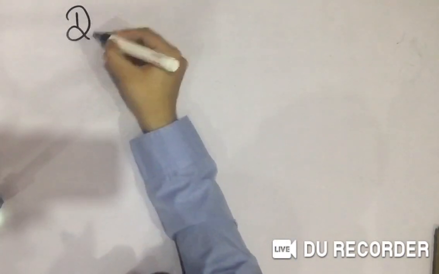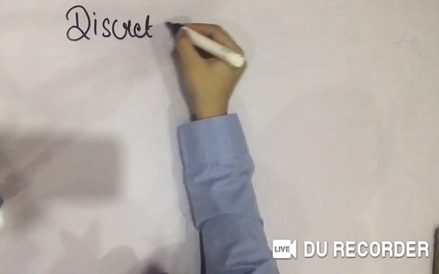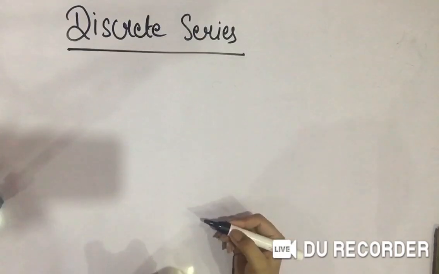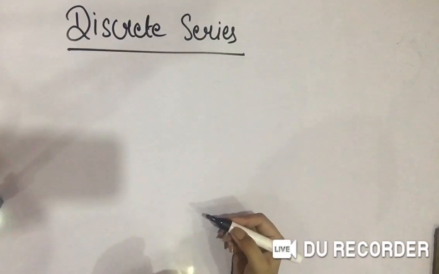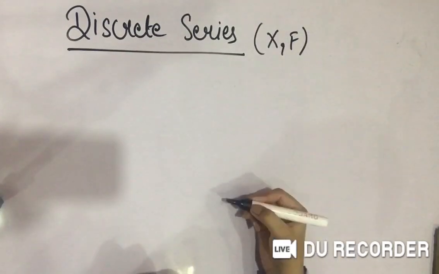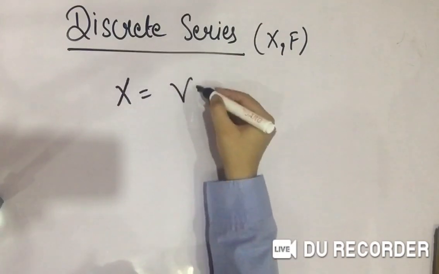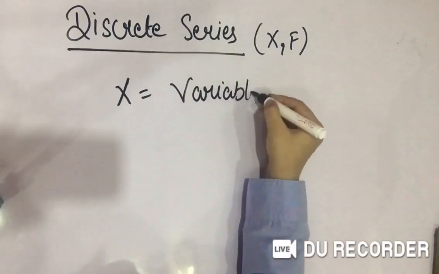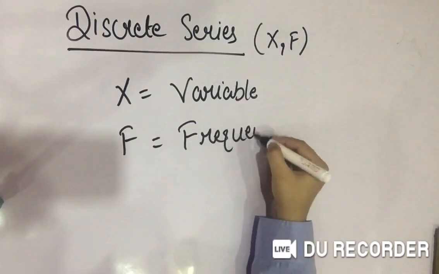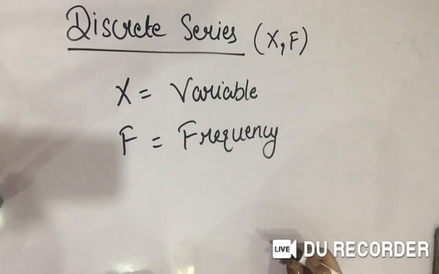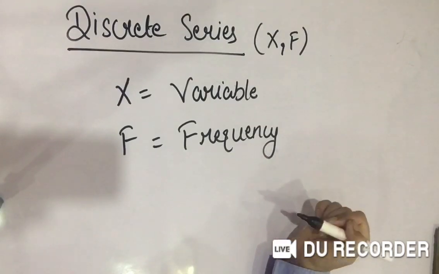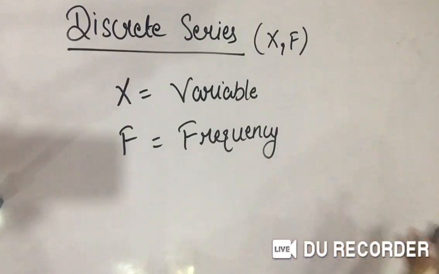So today we are gonna begin with the next topic of discrete series. I hope you remember that we have started the mean chapter, average, and in that we have started discrete series. Symbols of discrete series are x and f. X means the variable, f means the frequency. Variable means anything that varies with the time, and frequency means the number of times a variable occurs. We have already discussed about this.